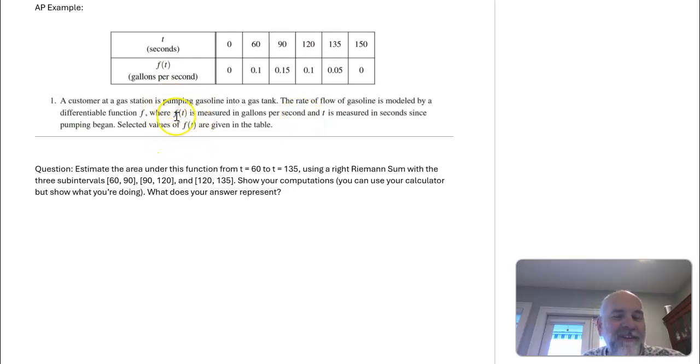So please notice this is kind of like we ran into with antiderivatives. They haven't put a prime on this, but this is a rate function. It's gallons per second, and t is measured in seconds. And then the question that they asked, I rewrote it a little bit just to make it a little more straightforward for us, is: estimate the area under this function from t equals 60 to t equals 135 using a right Riemann sum with 3 subintervals.